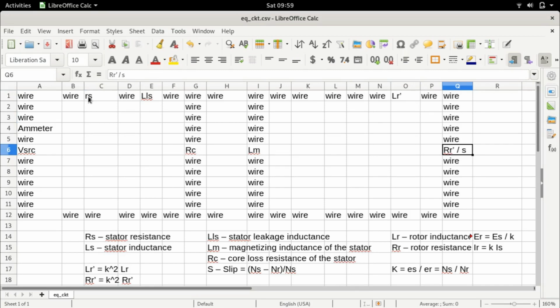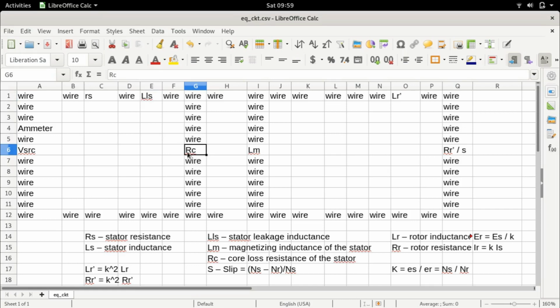So for example, this consists of a stator winding resistance, right? That is here the stator resistance. LLS is the leakage reactance of the stator, because remember, not all the flux that is produced by the stator will be in the air gap and associate with the rotor. Some of it will leak into the air and will not couple with the rotor. This LLS represents that. RC is the core loss resistance.